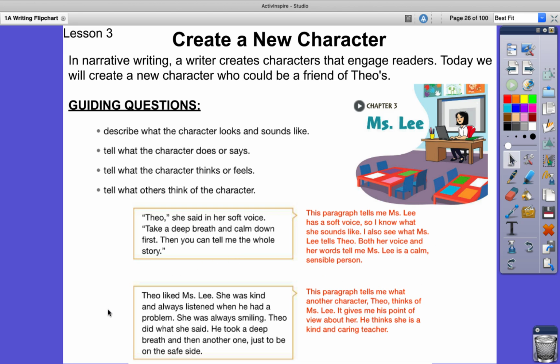Our next example. Theo liked Miss Lee. She was kind and always listened when he had a problem. She was always smiling. Theo did what she said. He took a deep breath and then another one just to be on the safe side. This paragraph tells me what another character, Theo, thinks of Miss Lee. It gives me his point of view about her. He thinks she is a kind and caring teacher.